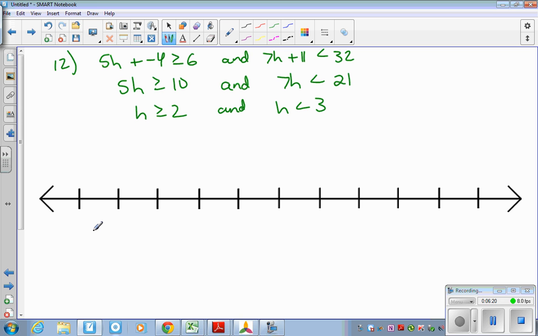This is actually a very small graph, so I'm not going to bother with the whole entire graph. But the gist of it is that we have greater than or equal to 2, which is this way, less than 3, which is this way. So that's the entire graph, just that little bit between 2 and 3.